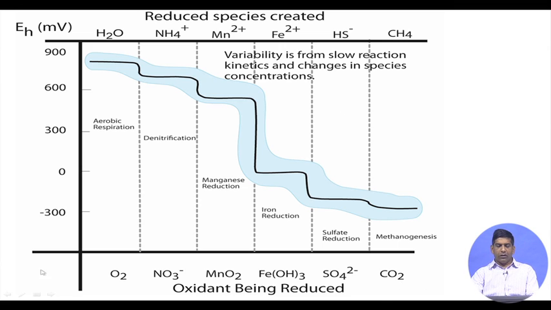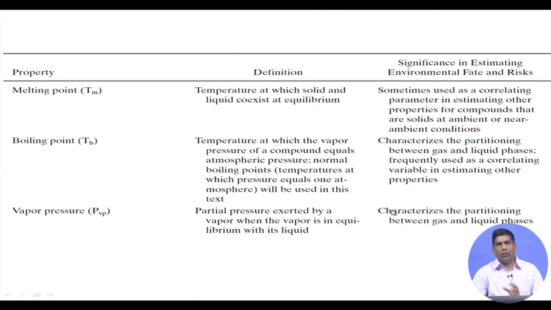Based on the Eh, which means the redox potential of the system, we know which one will be preferable for reduction, and that defines how the waste will behave in a natural setting in terms of its reduction going on.